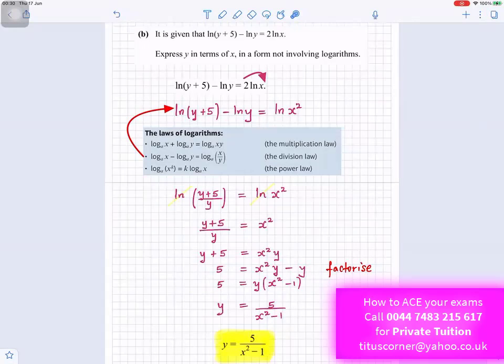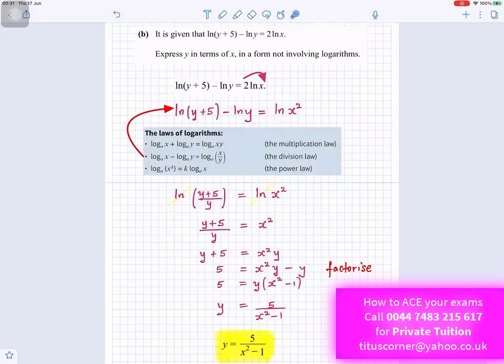So we want to express y in terms of x, so to make y the subject. We're using the laws of log. We're using this second law of log. I've underlined it there. So ln(y + 5) divided by y is equal to ln x squared. Power to the front, we're using this law there, to take the 2 to the front, it becomes x squared.